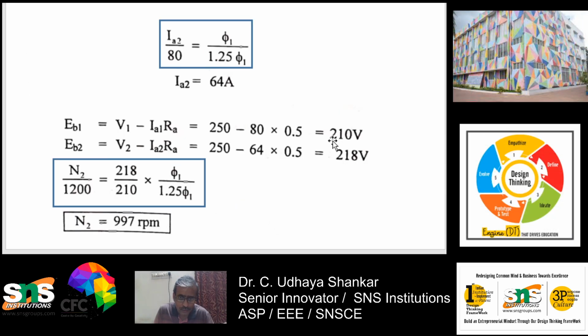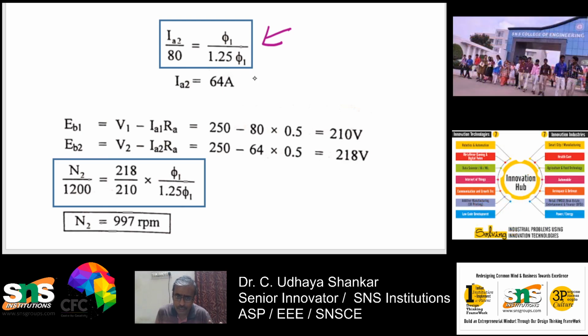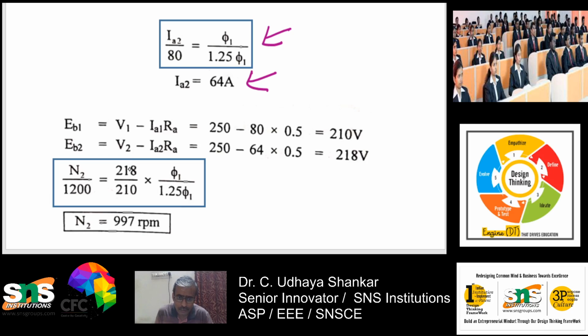From the next step you can see that I will reshuffle this equation, and it is written like this. IA2 by IA1, that is 80 amps, will be equal to phi 1 divided by 1.25 into phi 1, because phi 2 will be equal to 1.25 into phi 1. Now you just calculate and finally you will get the value of IA2 equal to 64 amps.